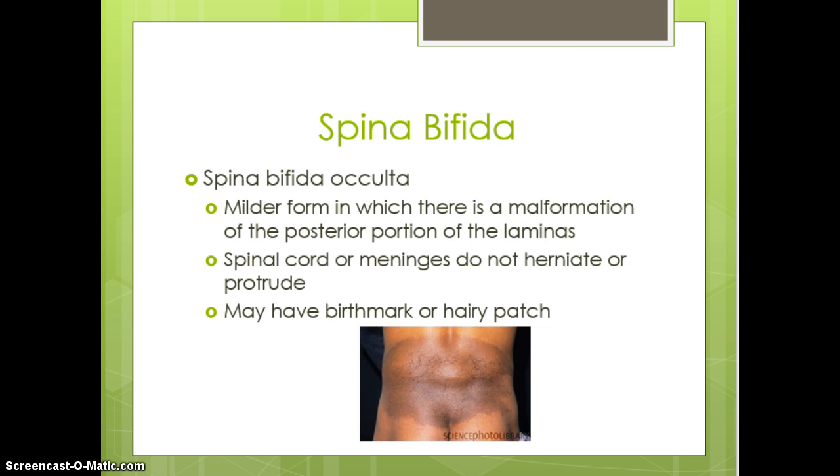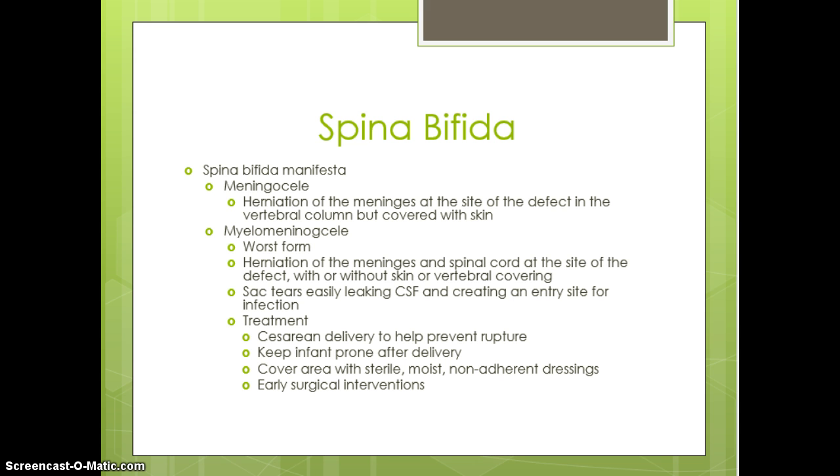Then spina bifida, there's different types of spina bifida. So this one is an occulta, and as you can see, it's just sort of hidden underneath the skin. So it's just a mild malformation in that posterior portion of the lamina. And so what happens with the occulta is the spinal cord or meninges don't herniate or protrude. So what you might see in this area, rather than just this bump, is maybe increased hair. They might have a birthmark, something like that.